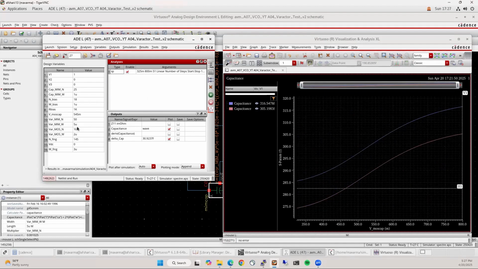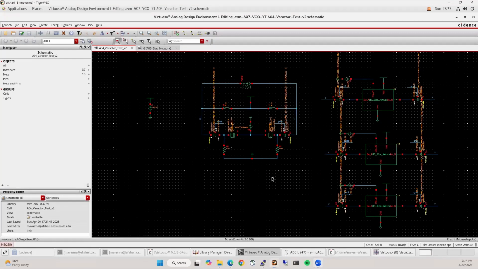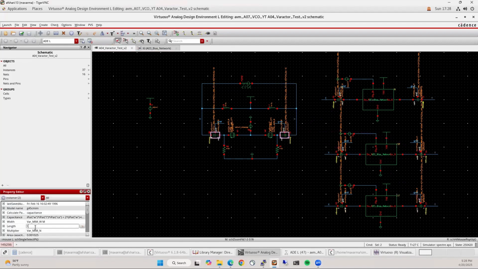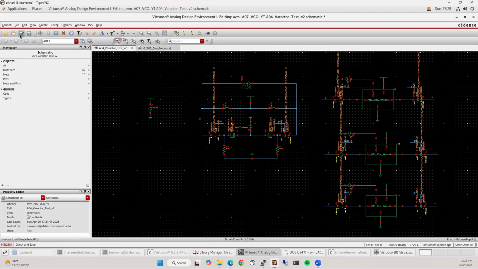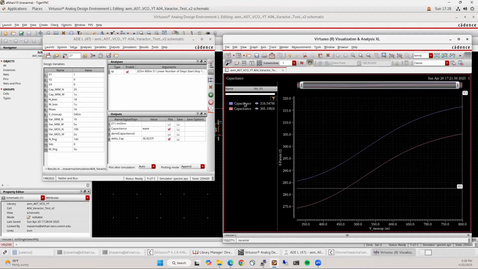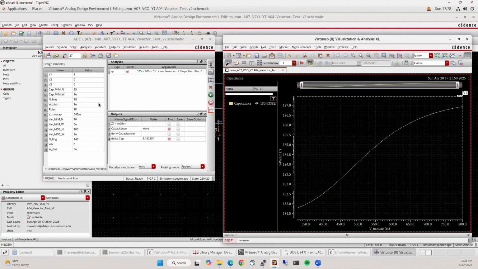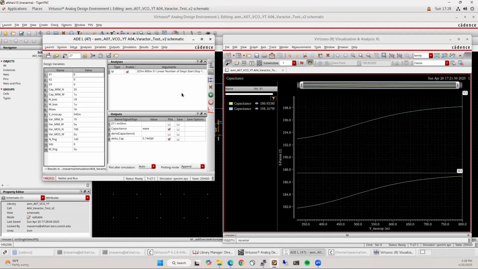That's too much overlap. Okay, I need to change the size of these MIM caps. Let's make the length 1 micron. Okay, that makes sense. Let's do this again. Okay, this actually makes sense. All right, so to 0. See how much overlap we have now.